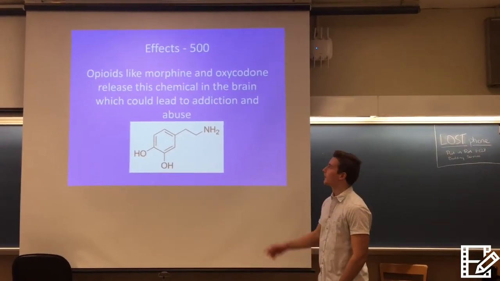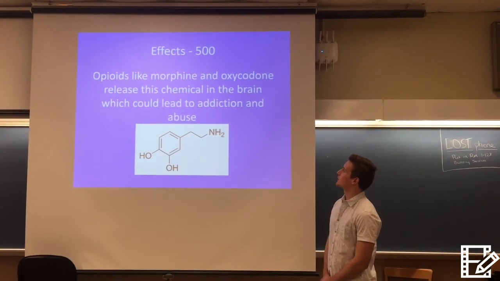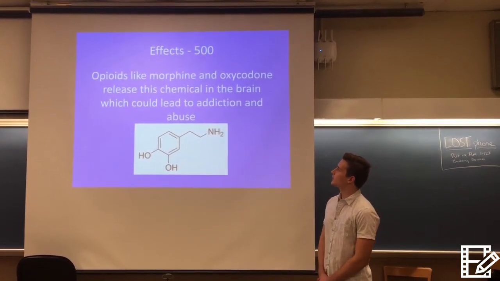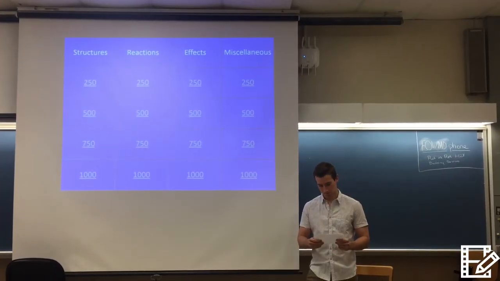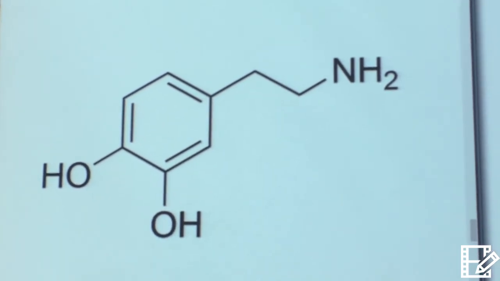Effects for 500. Opioids like morphine and oxycodone release this chemical in the brain, which could lead to addiction and abuse. What is dopamine? That's correct. This is the dopamine molecule.